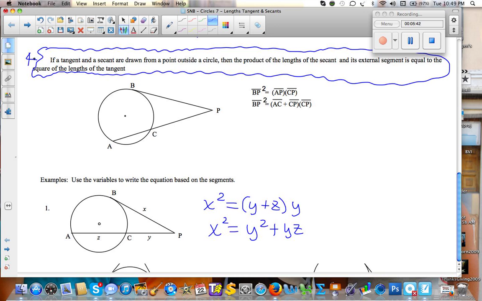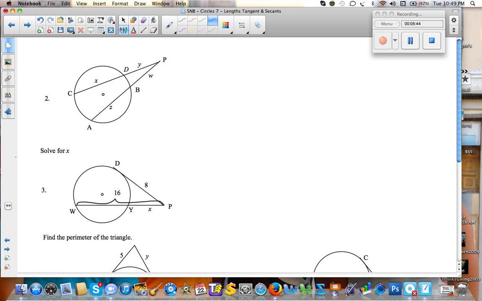Example number 2. If we're looking at our circle, they want us to do the same thing. Here we have two secants. So again, it's the whole thing, the whole secant, which would be x plus y, times the portion that is outside of the circle, which is just y, is equal to the other whole secant, which would be z plus w, times the portion that's outside of that circle, which is just w.